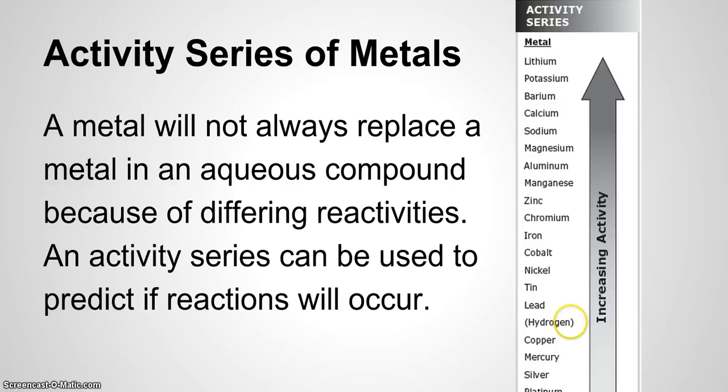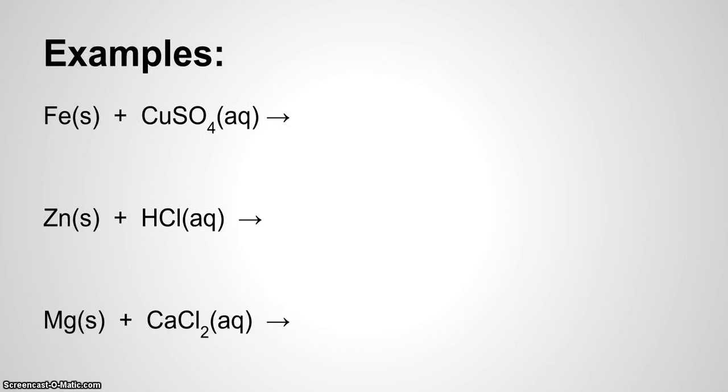There is hydrogen in the list. Hydrogen almost always acts like a cation, like the metals do, so we can actually treat hydrogen as a "metal," in quotes, being a cation, and it's included in the activity series. So let's take a look at how that activity series works.